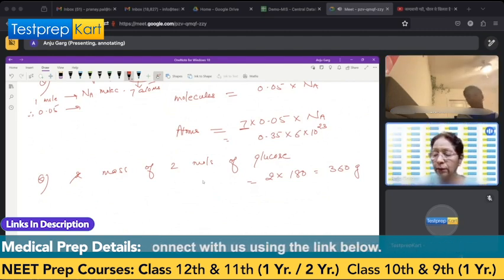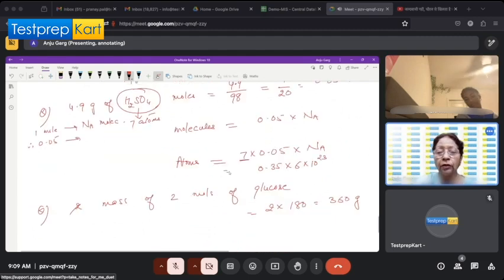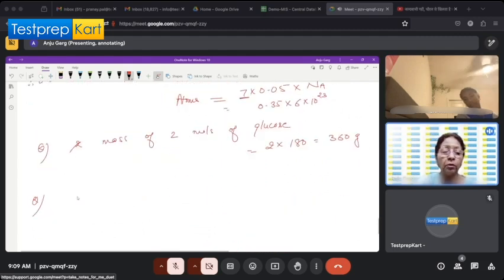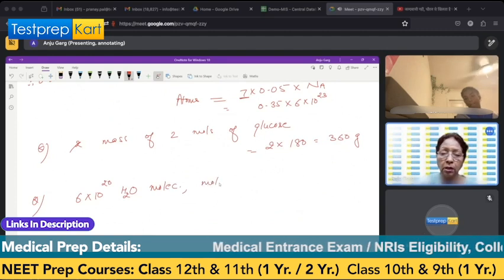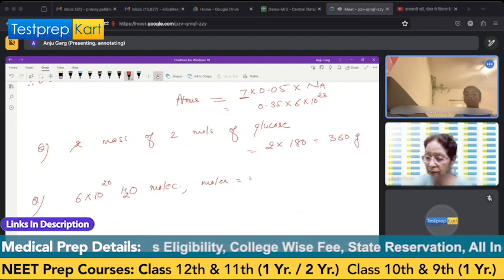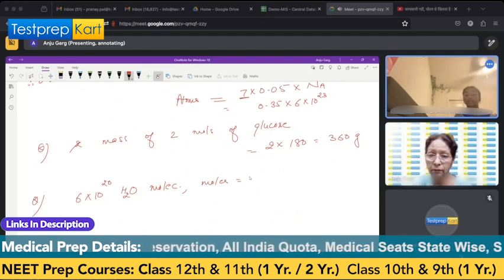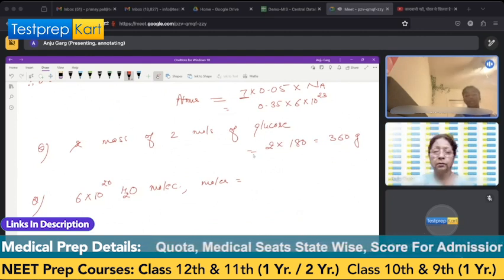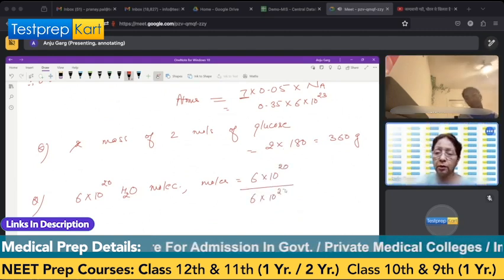That means if you are given the mass, it can be converted into moles, and then you can get molecules, atoms, everything. If the number of molecules is given, then also you can find out moles. Suppose you are given these many water molecules, then you can convert into moles. How many moles will it be? 6 times 10 to the power of 20 divided by Na. That is right. So this is 10 raised to power negative 3 moles.